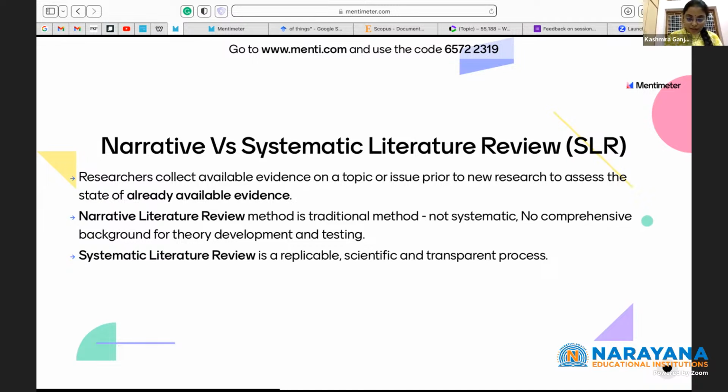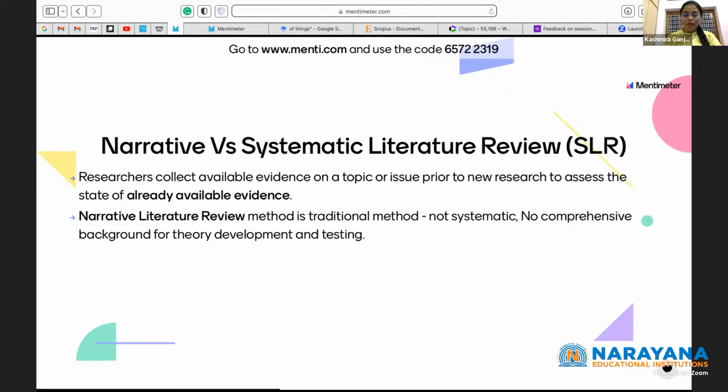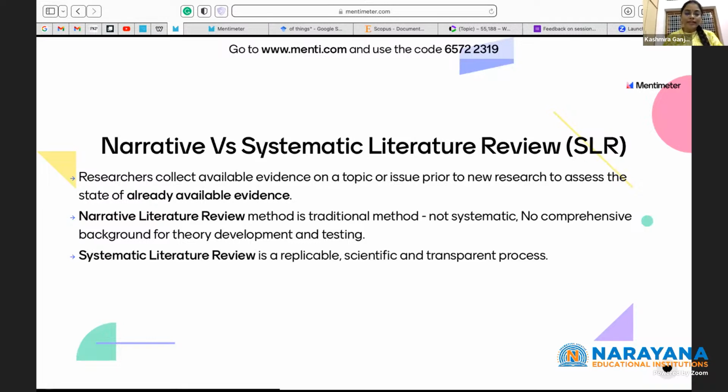You need not show what are the databases used for conducting this narrative research methodology. All this is not required in a narrative literature review, and this will be more clear when we are doing a systematic literature review. So now let's see what it is.